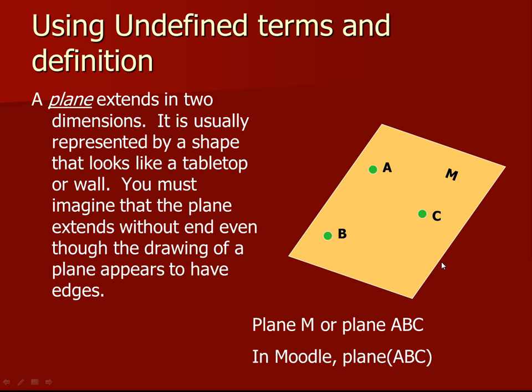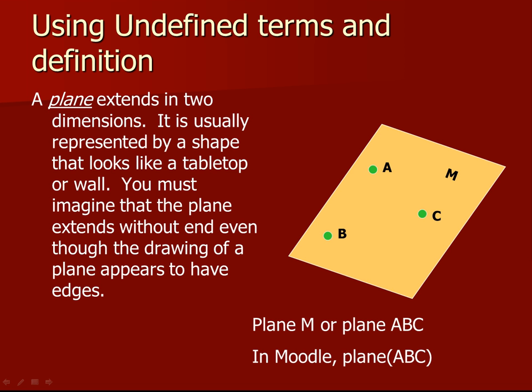Okay. A plane extends in 2 dimensions. We usually represent it by some kind of tabletop shape, but of course it goes forever. The way we write it in Moodle is just the word plane followed by the 3 points. Why 3 points? Well, wouldn't you agree that it only takes 1 point to define a point? How many points does it take to specify a line?